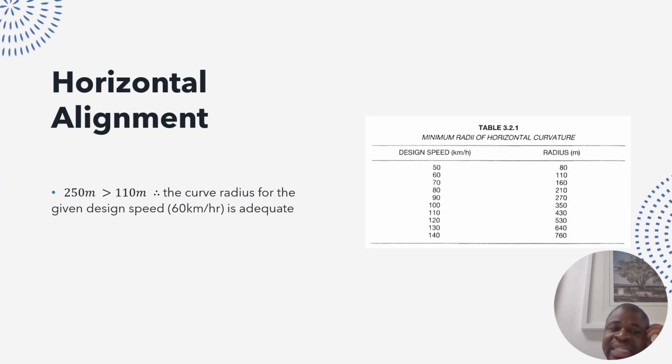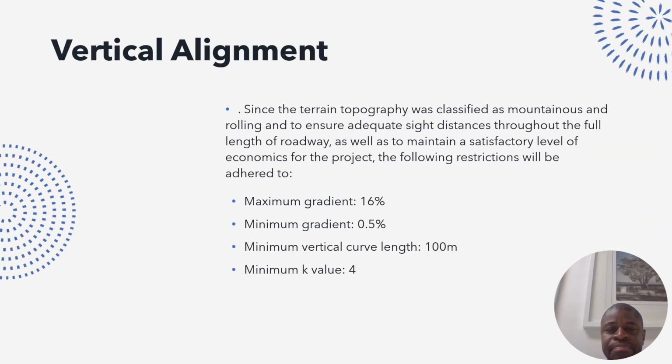The horizontal alignment is greater than 250 meters and less than 110 meters. So the curve radius for this given speed of 60 kilometers per hour is adequate. We are done with the horizontal alignment, so now we are moving to the vertical alignment.